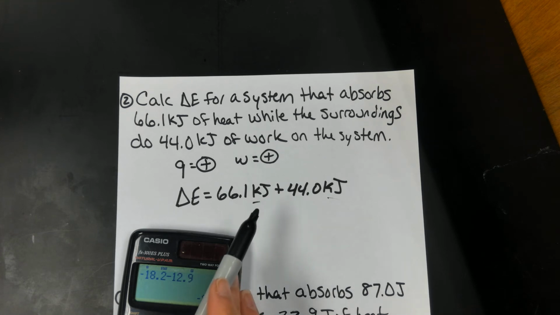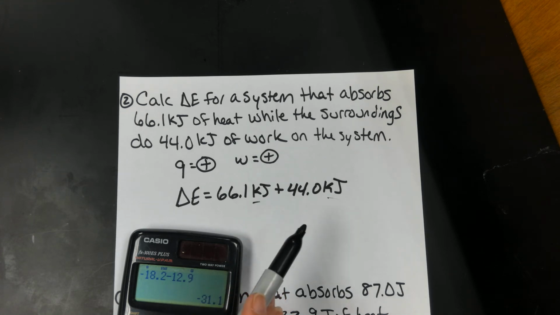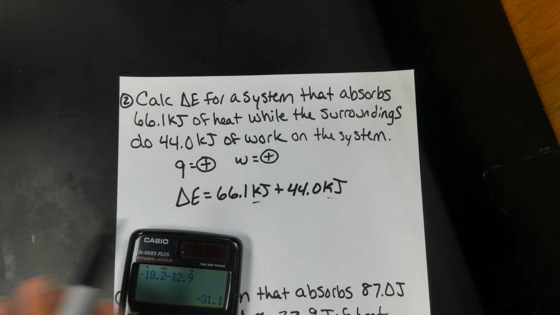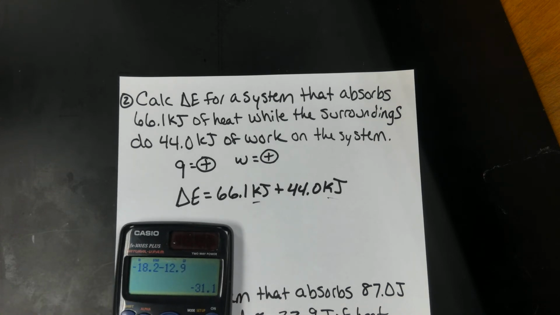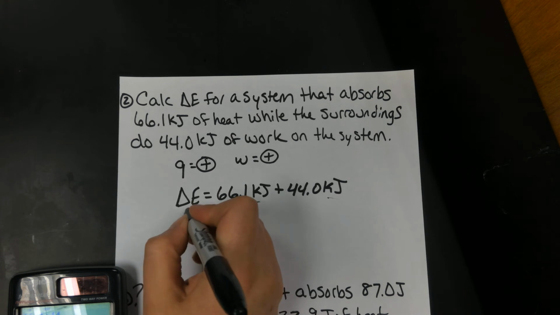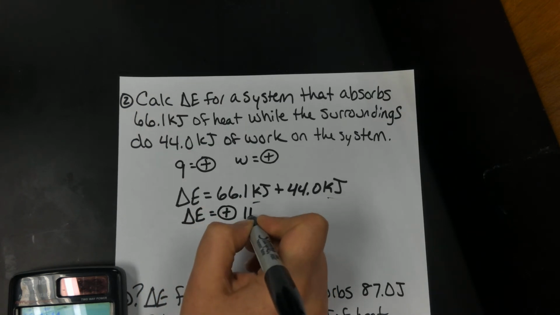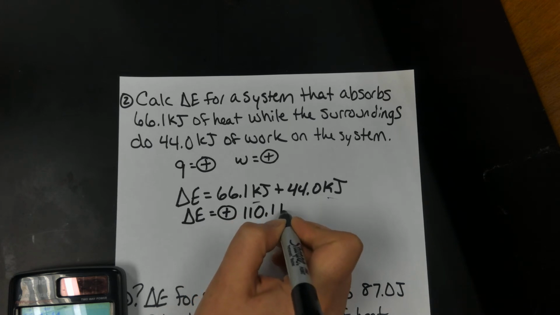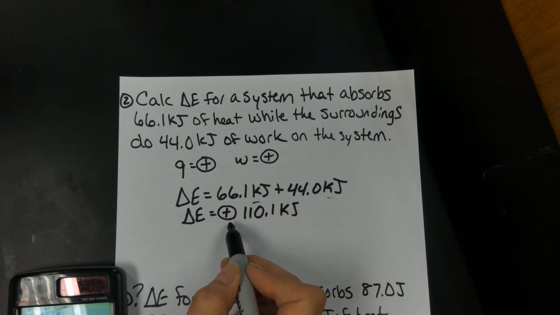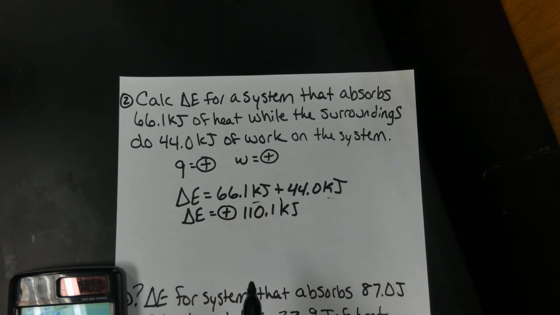What if one was joules and the other is kilojoules? You just have to convert so that they agree, and then you can add them together, right? 66.1 plus 44, we have 110.1. And it's positive, right? Positive 110.1 kilojoules. So I just threw that positive right there to really emphasize that it's gaining this much energy.